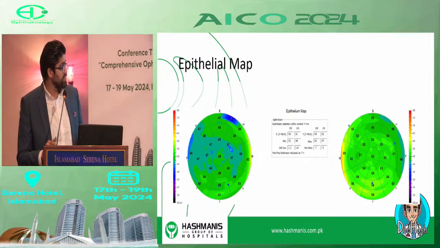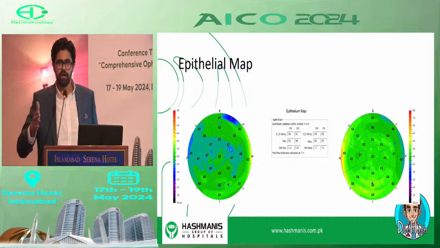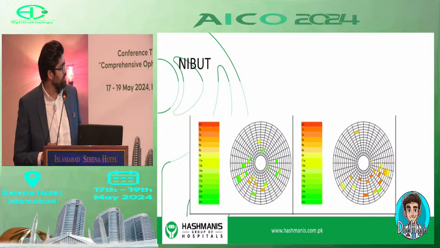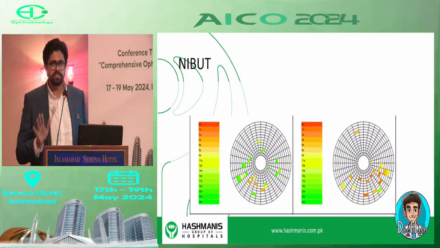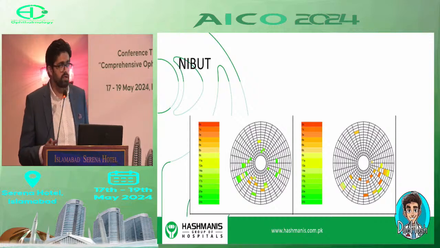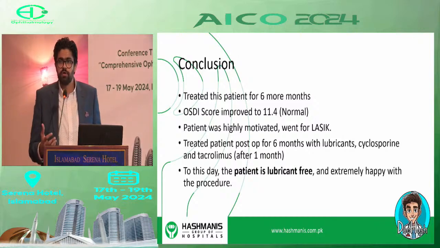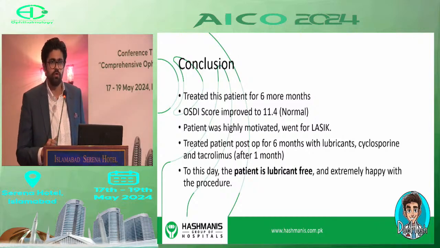When we looked at her epithelium, it is fairly regular here. I don't have the epithelium from before because we didn't have the machine at that time. And you can see non-invasive breakup time is still abnormal. So we treated her for 6 more months. After 6 months, her OSDI improved to 11, which is absolutely normal. And she was very highly motivated. So at this time, because the nerves were okay, we said, go through it.